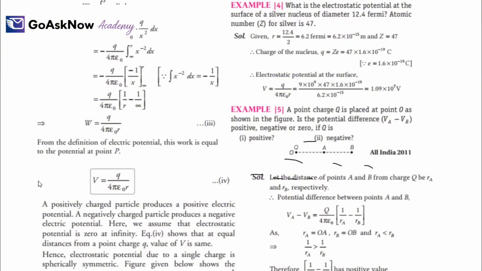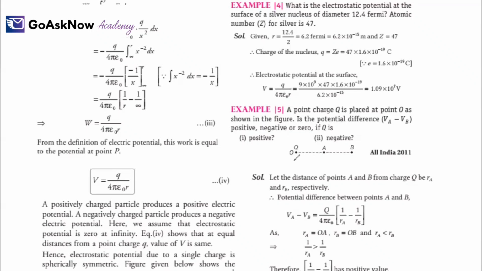So example 5 says that a point charge Q is placed at point O as shown in the figure. Is the potential difference VA minus VB positive, negative or zero? So we have to tell whether the potential difference between points A and B, that is VA minus VB, is positive, negative or zero, if Q is positive in the first part and Q is negative in the second part.